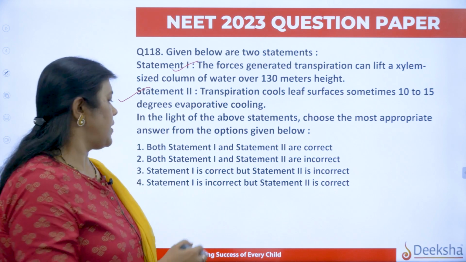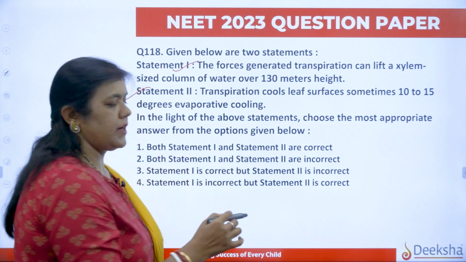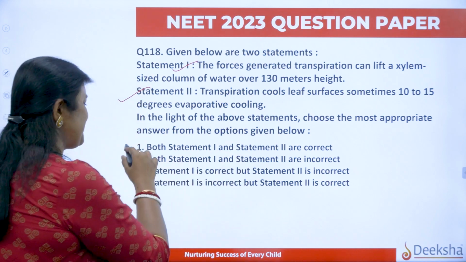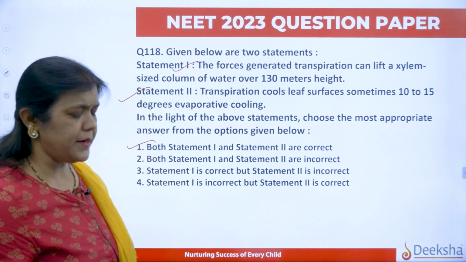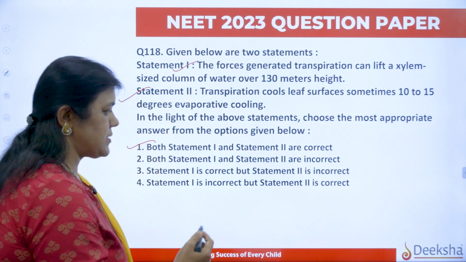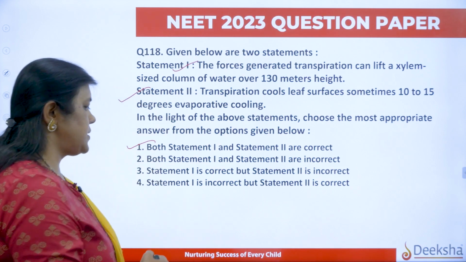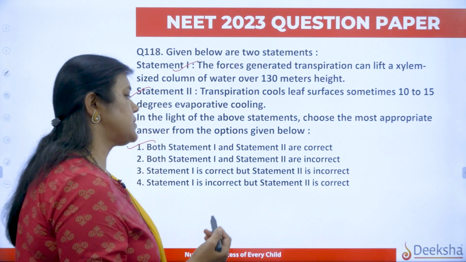Let's read the options now. Both statement 1 and statement 2 are correct. Okay, here we go, we have the answer with us. The second option says both statement 1 and statement 2 are incorrect. The third option is statement 1 is correct but statement 2 is incorrect. The fourth option is statement 1 is incorrect and statement 2 is correct.